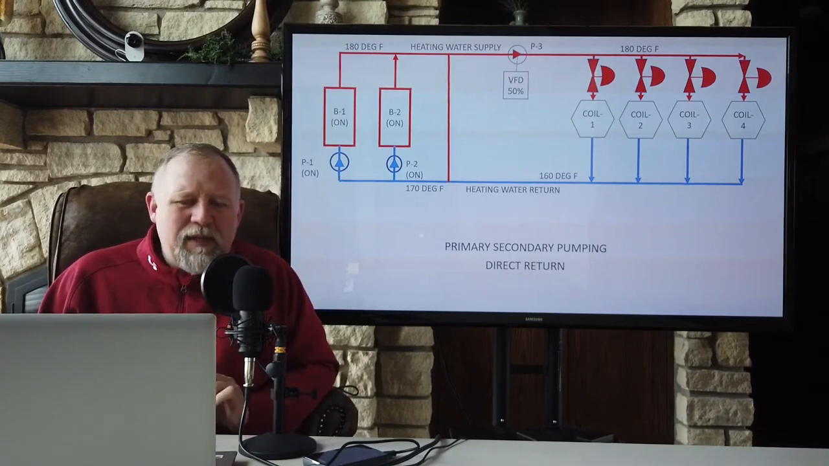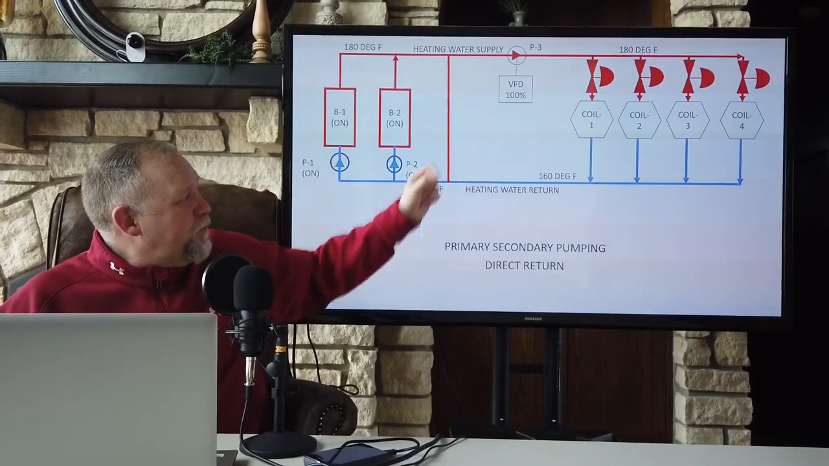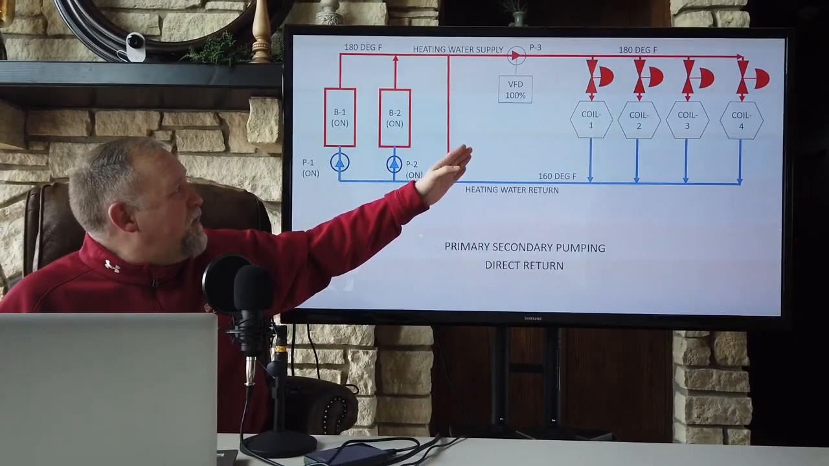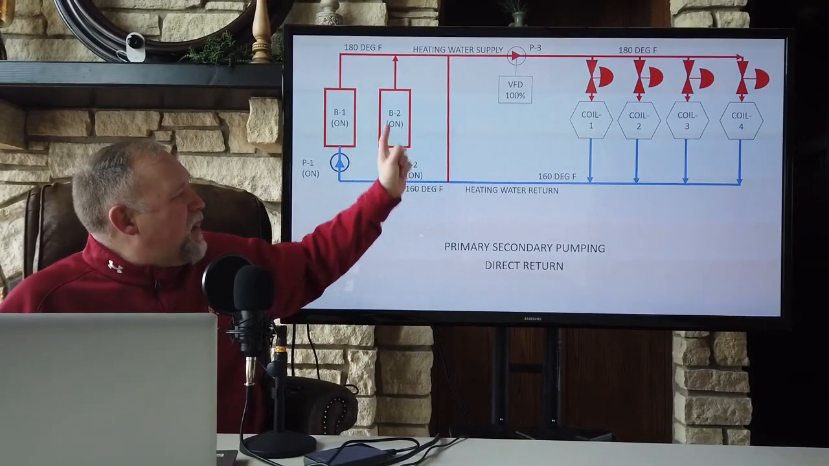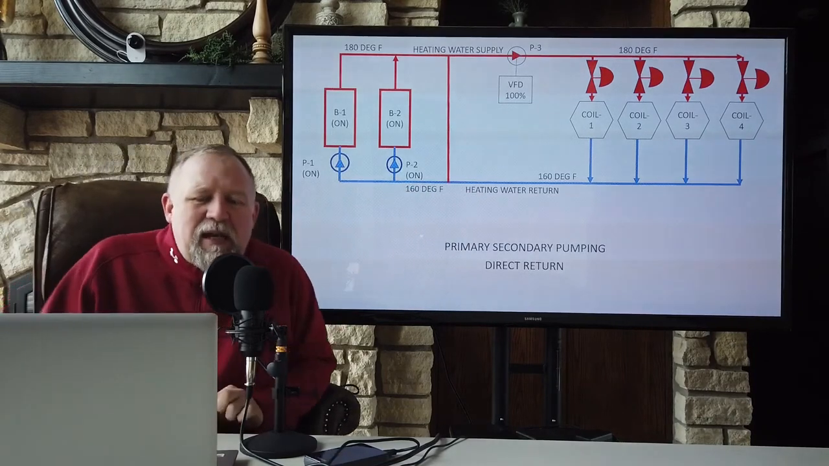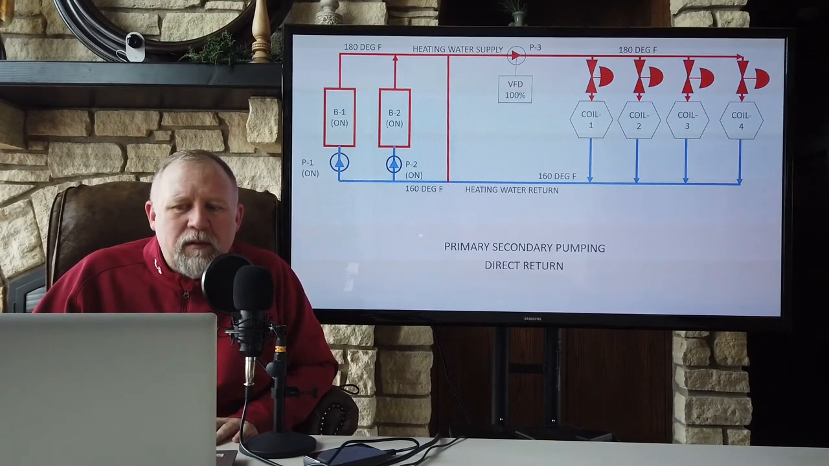Well, what happens as we continue to increase demand? Let's increase the demand up to 100%. If we got to 100% on the VFD, both boilers are on, the heating water return temperature should drop to 160, and now we are delivering the maximum capacity that this system can deliver.